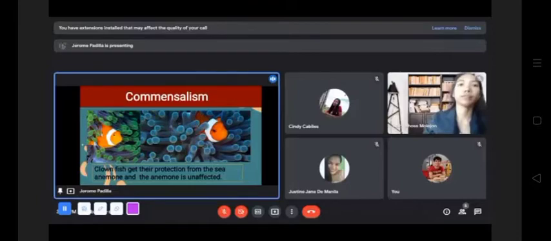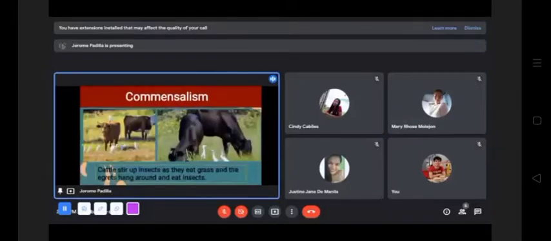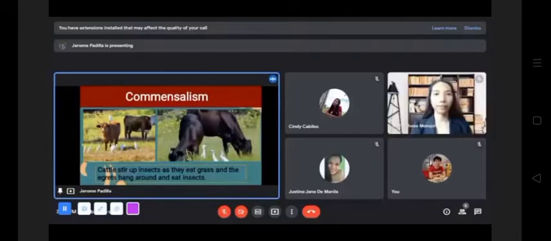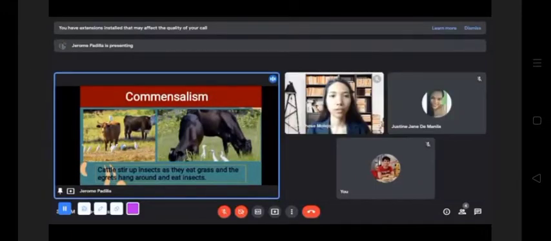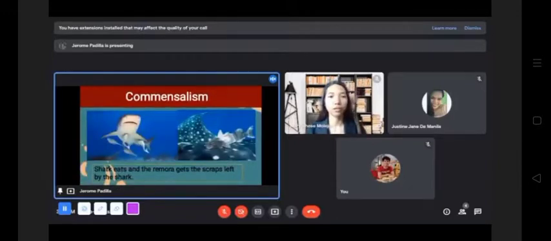Another example is cattle stirring up insects as they eat grass, and the egrets hang around and eat the insects. Another example is the shark eats, and the remora gets the scraps left by the shark. The leftovers of the shark will be eaten by the remora without harming the shark. So that is an example of commensalism.